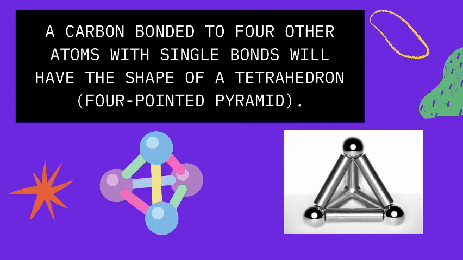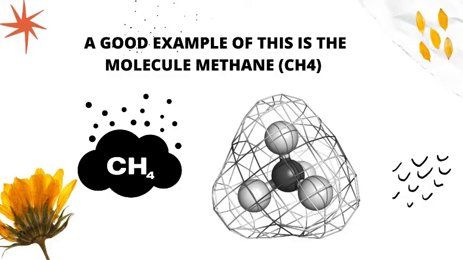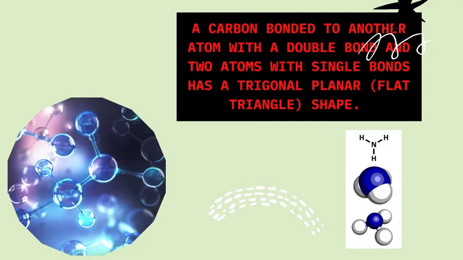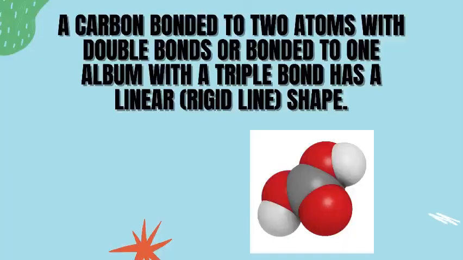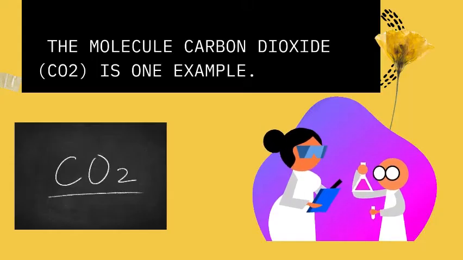A carbon bonded to 4 other atoms with single bonds will have the shape of a tetrahedron, a 4-pointed pyramid. A good example of this is the molecule methane, CH4. A carbon bonded to another atom with a double bond and 2 atoms with single bonds has a trigonal planar, flat triangle shape. The ion CO3 2- is a good example here. A carbon bonded to 2 atoms with double bonds or bonded to one atom with a triple bond has a linear, rigid line shape. The molecule carbon dioxide, CO2, is one example.